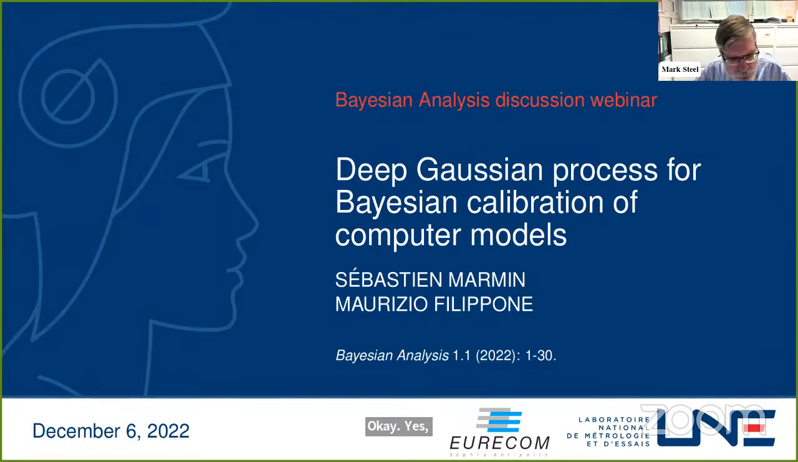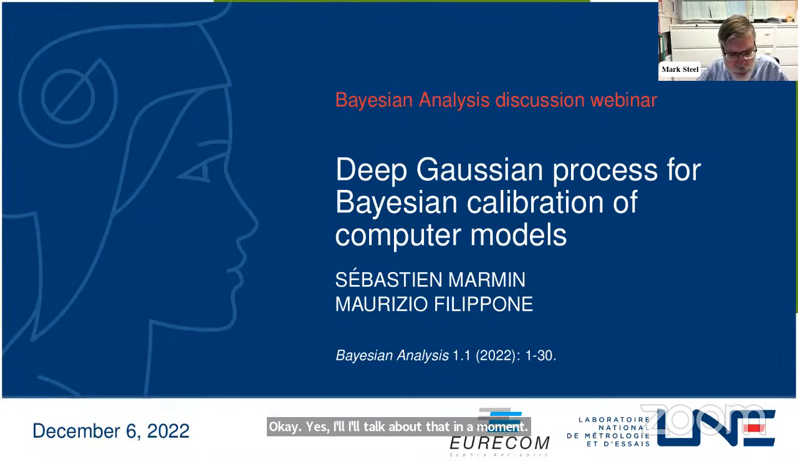So welcome to all of you to this ISBA webinar organized by Bayesian Analysis. Today, we are fortunate to have a really interesting paper to discuss. It's called Deep Gaussian Processes for Calibration of Computer Models. And in fact, there's even Bayesian added on the title here, which I didn't have on my slides, but that's perfect. The authors are both based in French institutions, Sébastien Marmin and Maurizio Filippone.